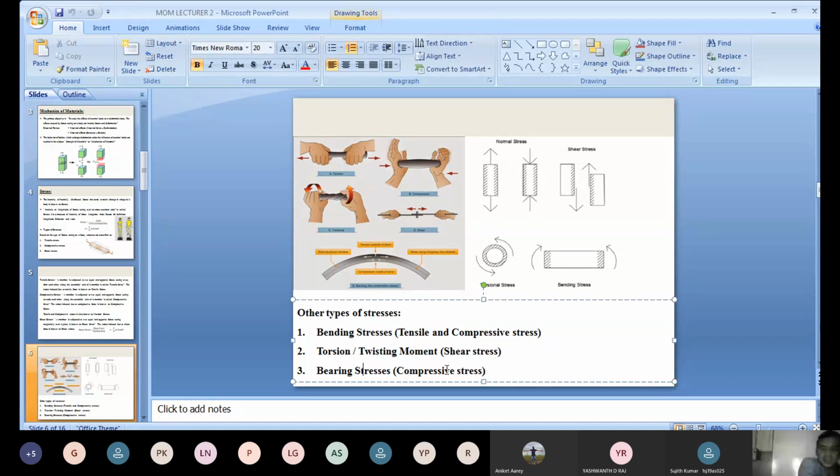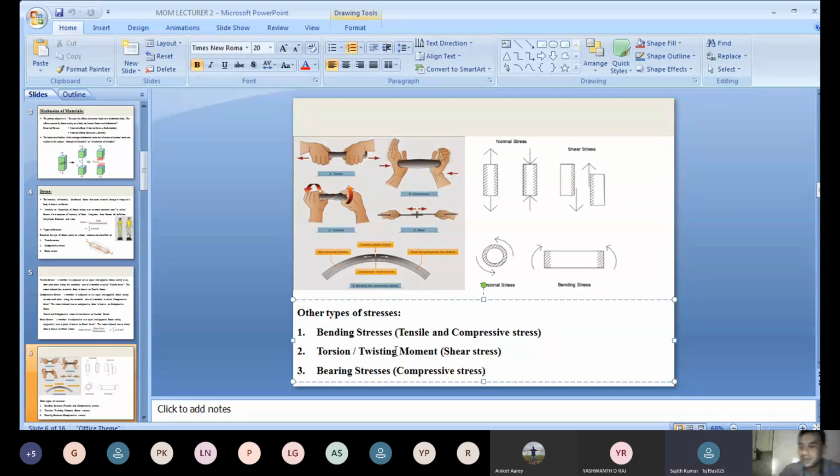See, the duster here is placed over the other one. This is the first body, this is the second body. The first body is placed over the second body. Now, the second body is subjected to what type of stress here? Bearing stress. That is bearing the first body, right? But actually, we will not study this one, the third one.